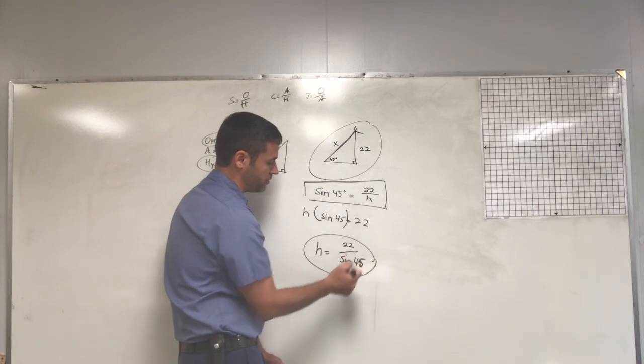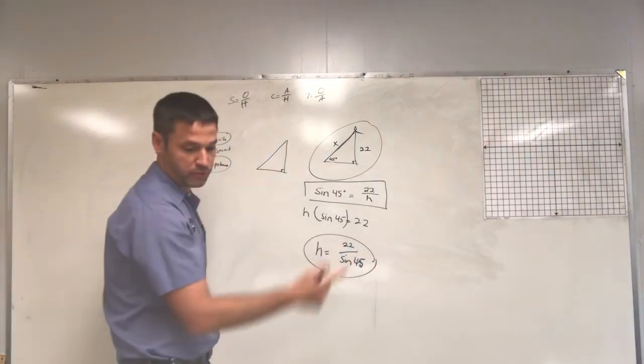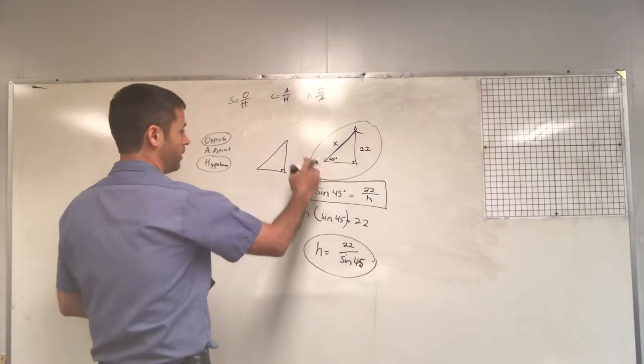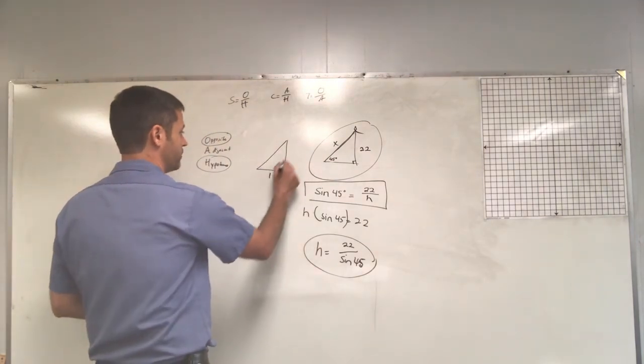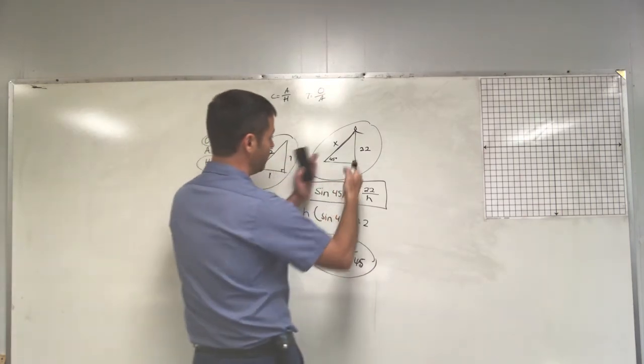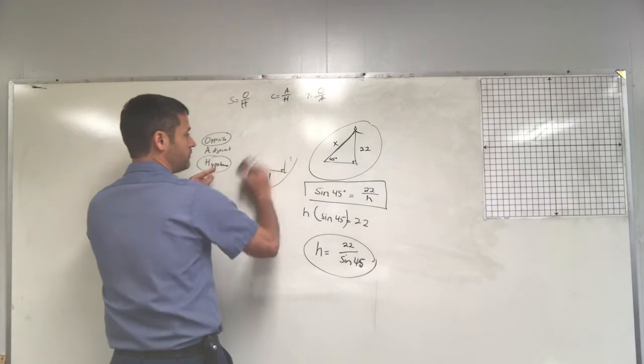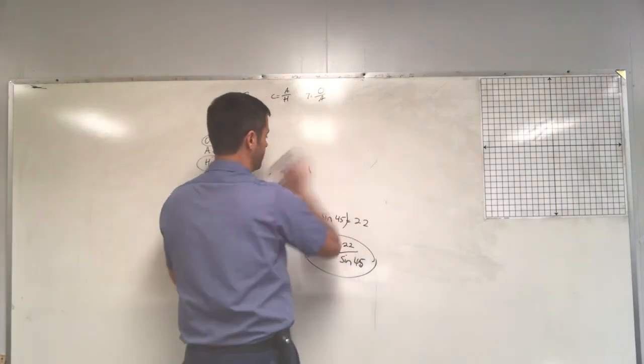So then you can put that in your calculator: 22 divided by the sine of 45. That should get you that 31.11 answer that we got with the 1 and square root of 2 thing right here. You can use this one since it's a 45 degree, or you can use sine, cosine, tangent. Going back to this thing right here, just to make sure we're there.